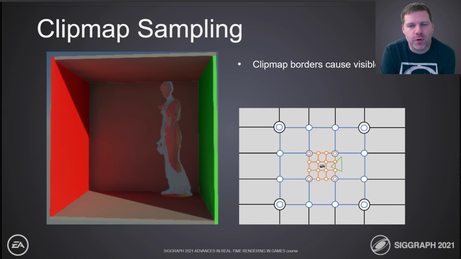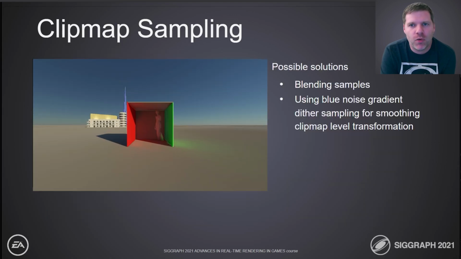Sampling the clip map is straightforward. Find the highest detailed level that contains the shaded pixel, then sample the SH coefficients from the 3D clip map texture and reconstruct irradiance. However, this naive sampling strategy will cause visible discontinuities on borders, as we can see here with the statue. This is perhaps even more of a problem for animated scenes. You can see the statue pop to the lower detail level in the video.